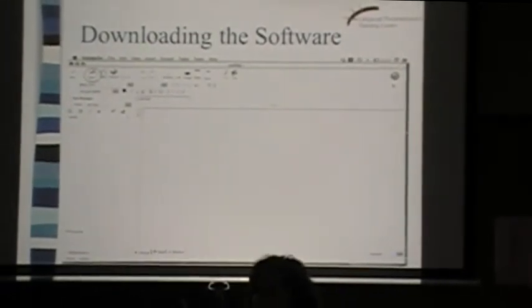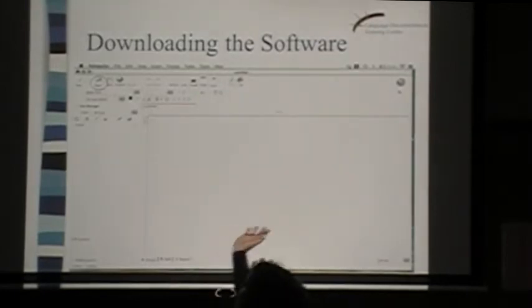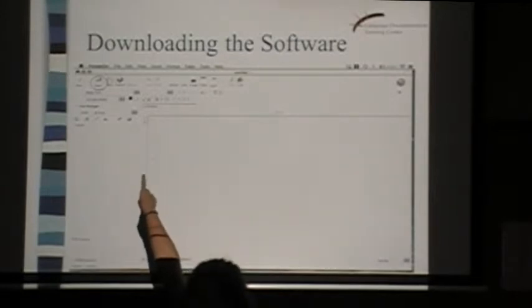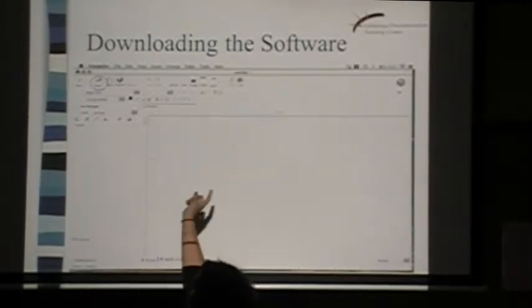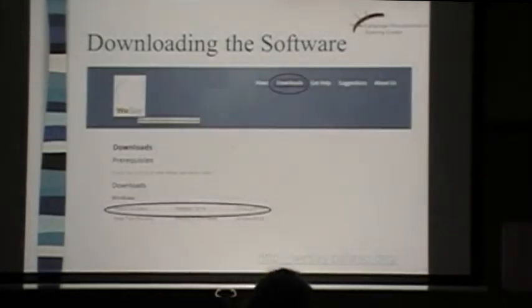Once you open up KompoZer, it's going to look like this. So it looks a lot like Microsoft Word, right? You can see the buttons. You can open a file with that in the red circle. That's how you would open up your templates to start editing. You can change your text, and it's pretty user-friendly.